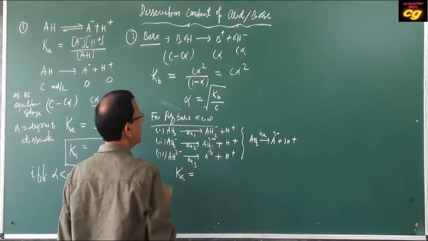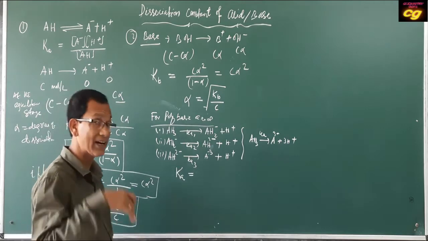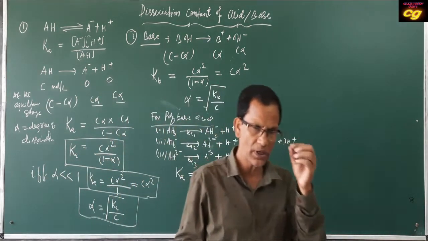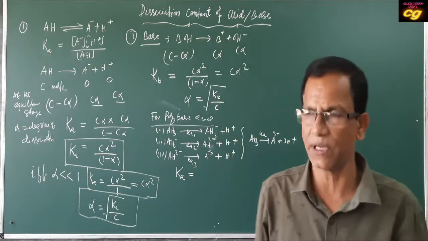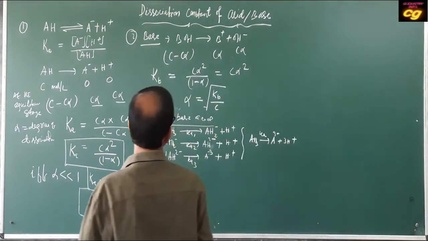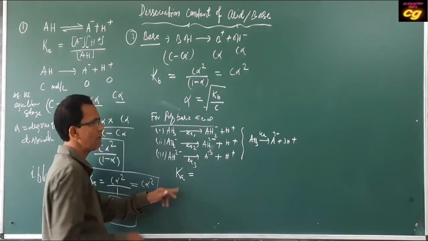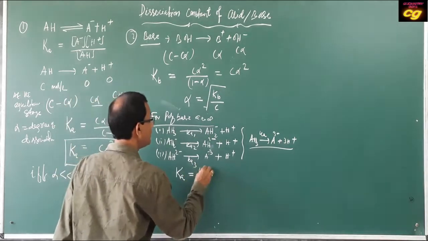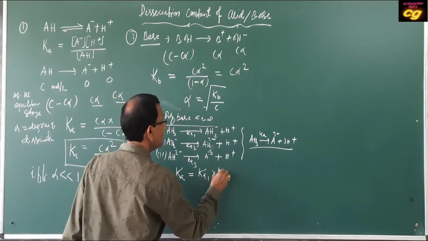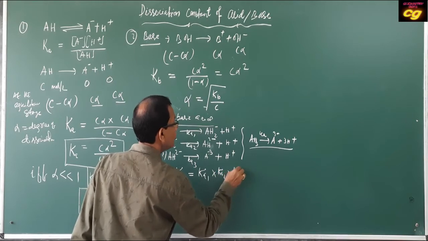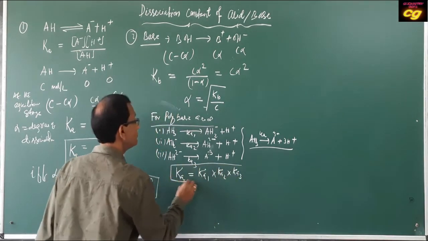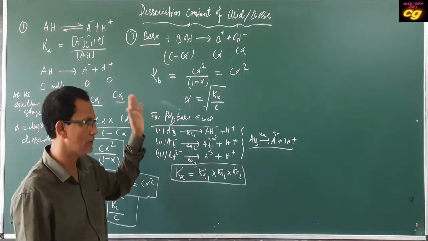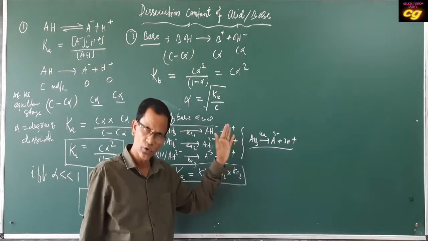So K is equal to... already we know the characteristic of equilibrium constant. If the reaction is divided into a number of steps, then the equilibrium constant for the final equation, K, is equal to how much? It will be the multiplication of each step, K1 into K2 into K3. This is a very important relation for the dissociation constant of particular electrolytes.